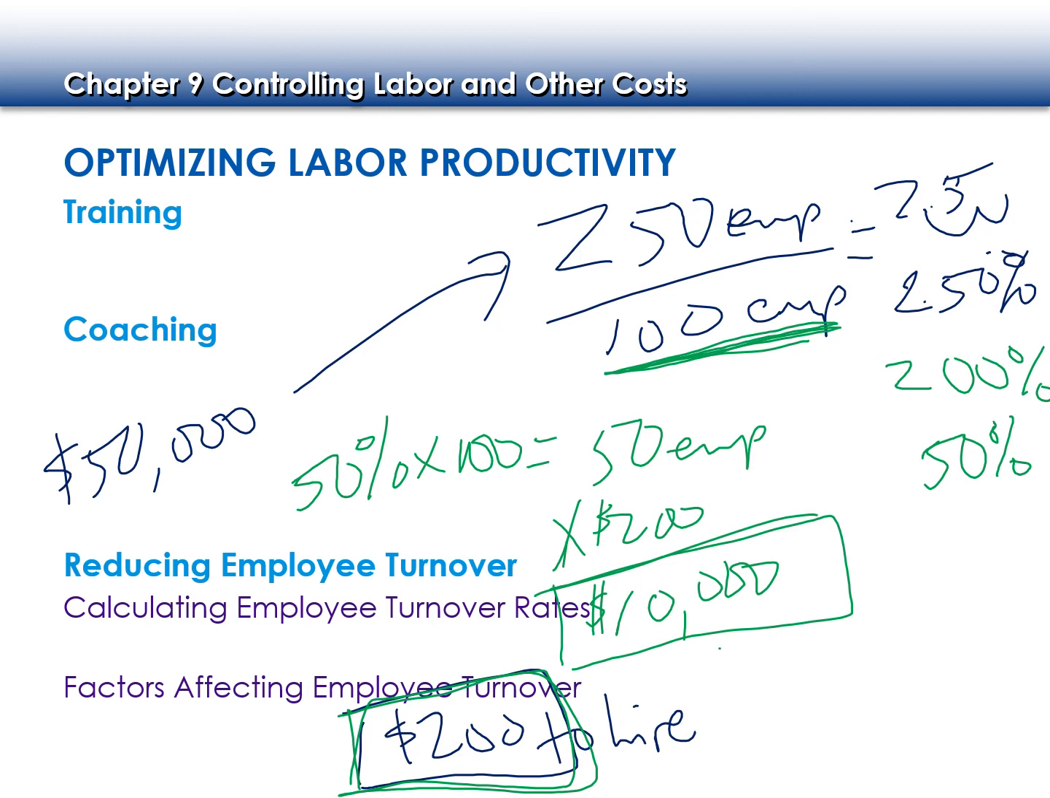So we've just got to keep that in mind as we're thinking about labor, because besides food and beverage, labor is the second largest cost of the operation.